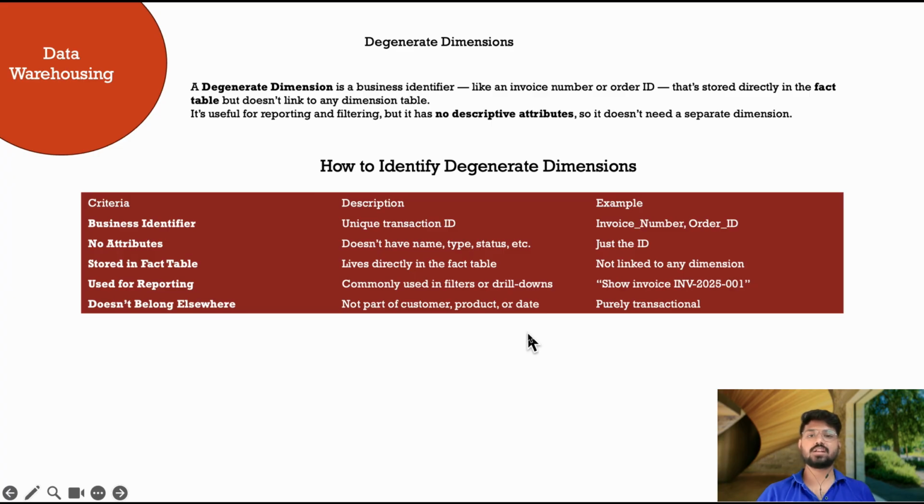So these are the different types of dimensions that we should know, because it is very useful when we create our data model, when we create our star schema design patterns.